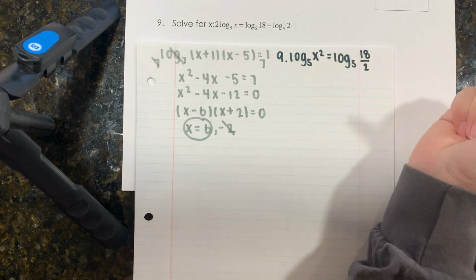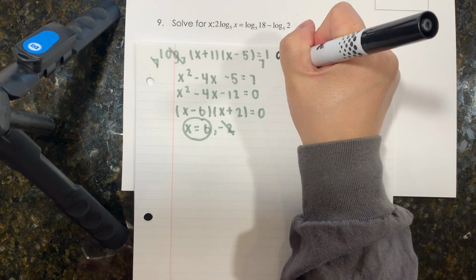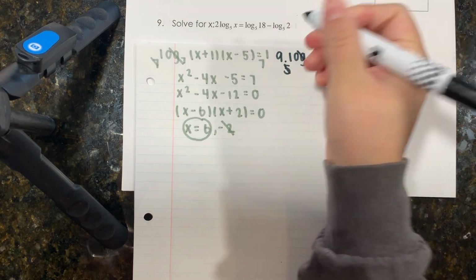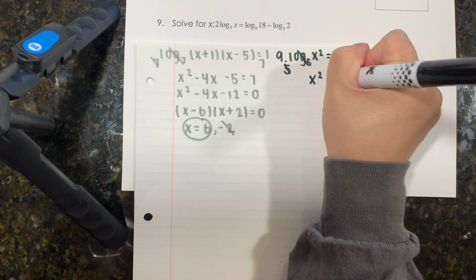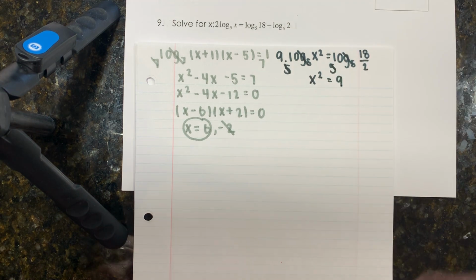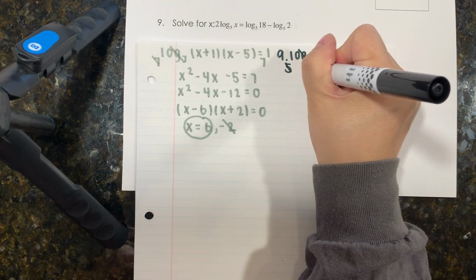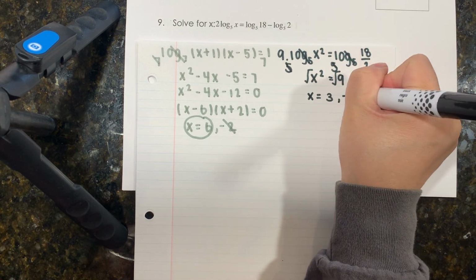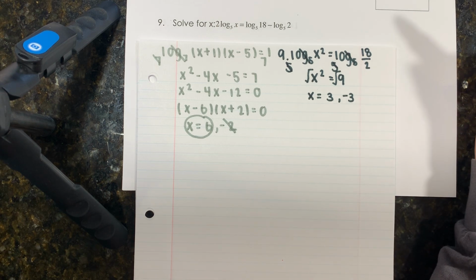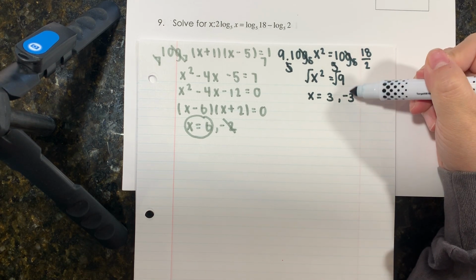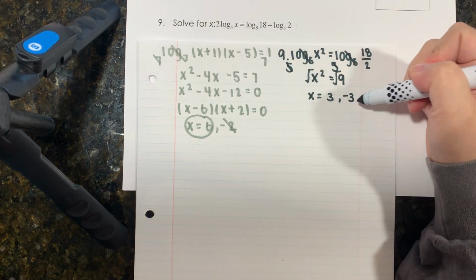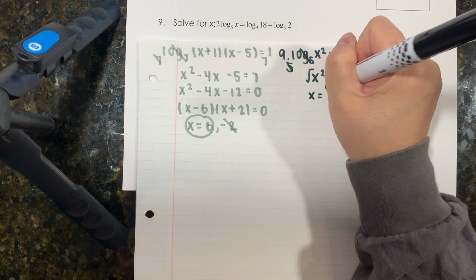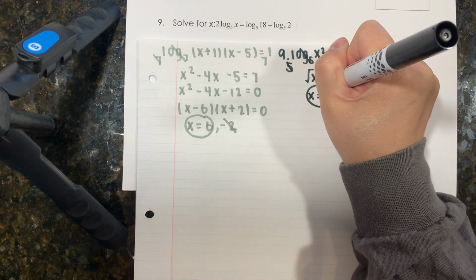Now to get rid of the logs, I'm going to raise both sides to the power of 5. So 5 to the log 5, and those cancel. And now I'm left with x squared is equal to 9. Now, if I were to take the square root, normally when you take the square root, you would get x is equal to plus 3 and then x is equal to minus 3. But again, you have to check your answer because if you were to plug in positive 3 into here, that works. But if I plugged in a negative 3 into here, we cannot take the log of a negative. So that means your only result is going to be that x is equal to 3.